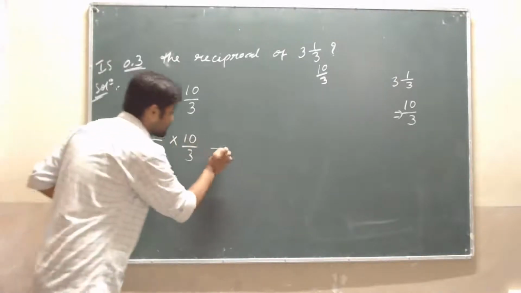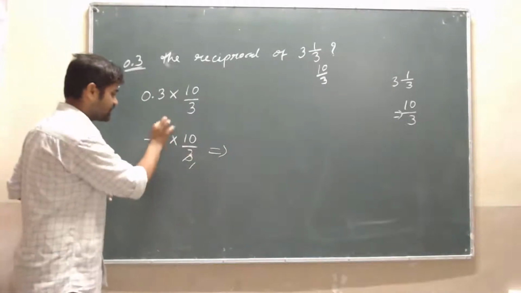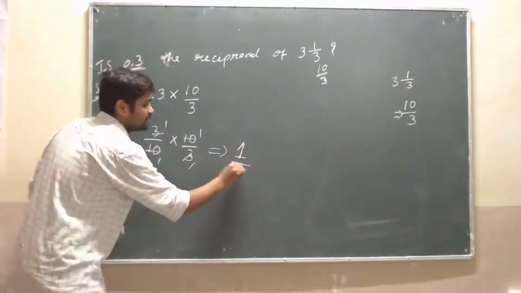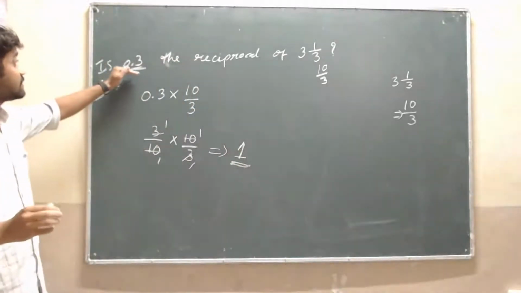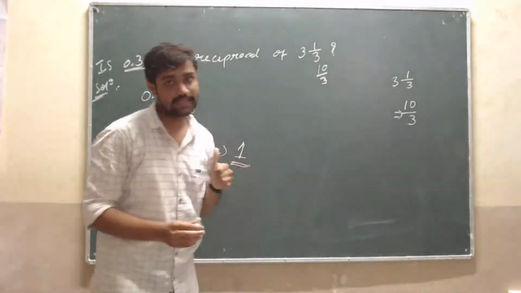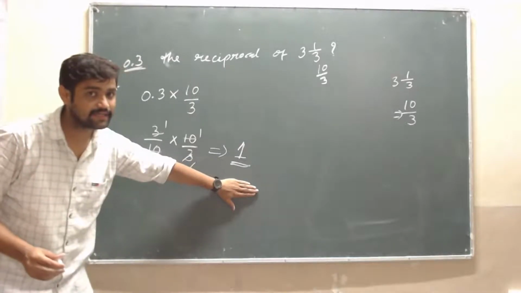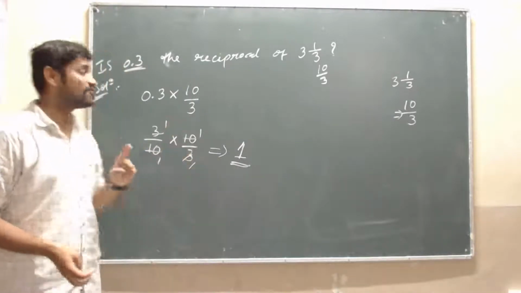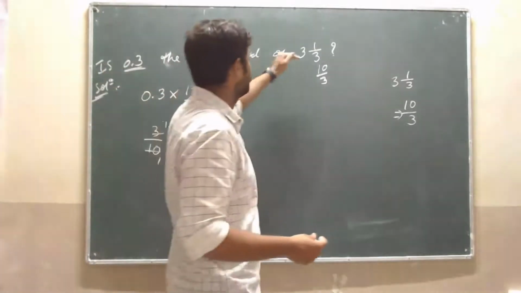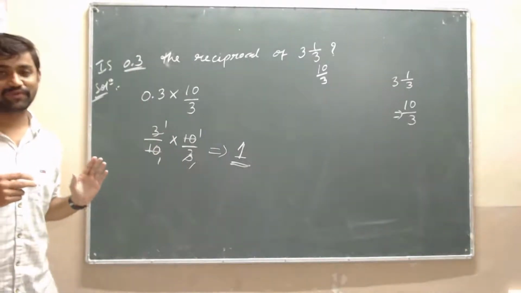Now we have to check. 3 ones are 3, 10 ones are 10, then the answer is 1. Whether 0.3 is the reciprocal of 3 and 1 by 3rd? Yes sir, we can say easily. Why? Because the identity we have is 1. That's why we can say that 0.3 is the reciprocal of 3 and 1 by 3rd.